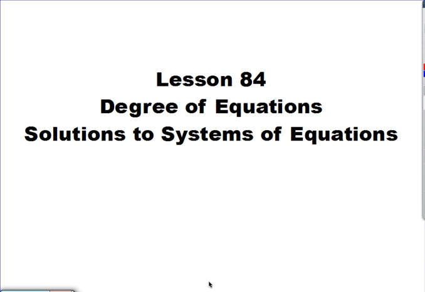Lesson 84, degree of equations and solutions to systems of equations. All right, in this lesson, we're not actually doing a whole lot of work. Instead, we've got a lot of different terms that we're going to use to implement in solving different things. So first, let's talk about degree of equations.